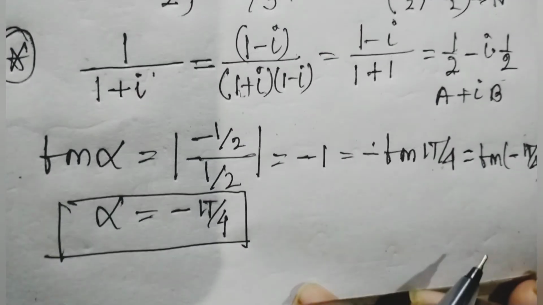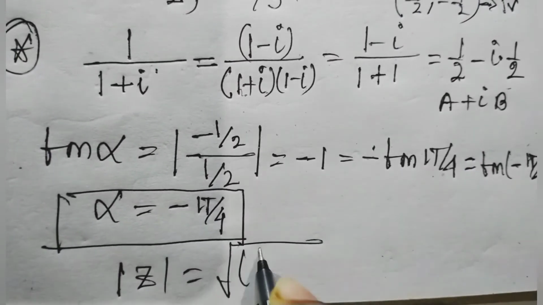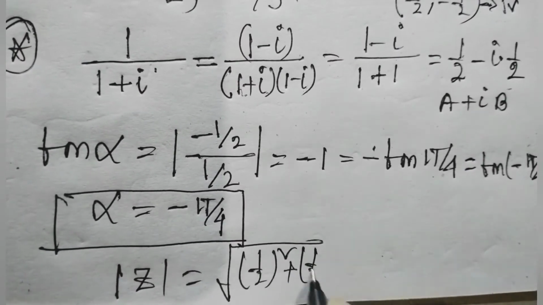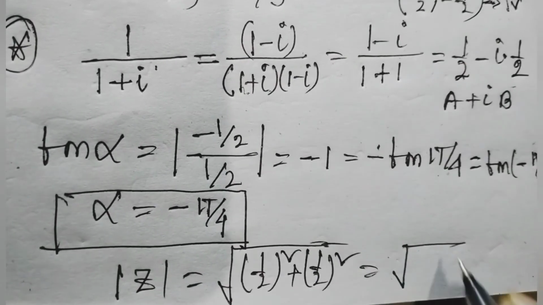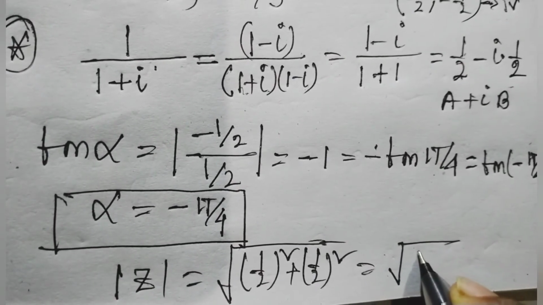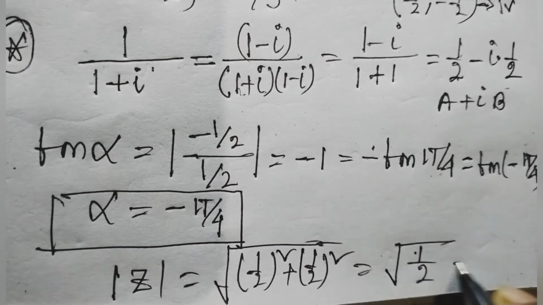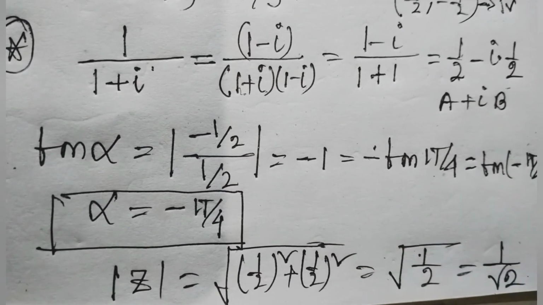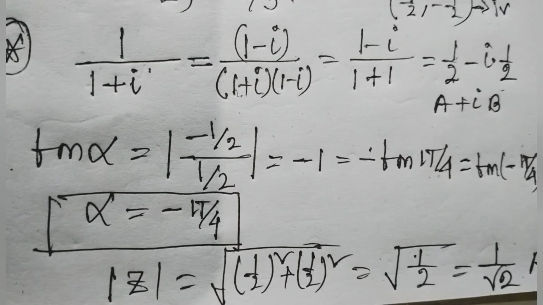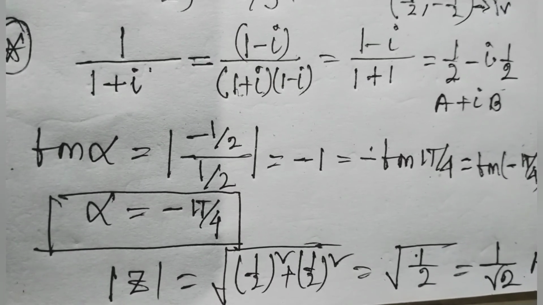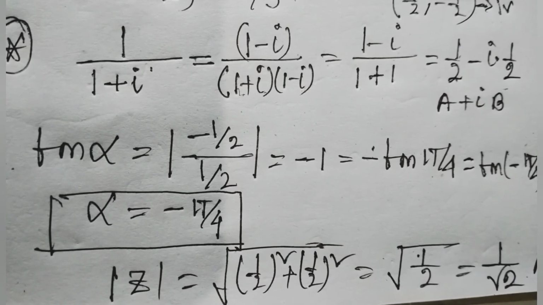Now find the modulus of z. Modulus z is equal to root over half square plus half square. That means 1 by 4 plus 1 by 4, that means 2 by 4, which is again 1 by 2. So our answer is 1 by root 2. Is it clear to everyone? Now you can solve all the problems of modulus and argument.